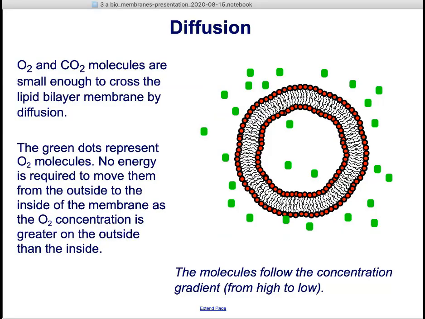O2 and CO2 molecules are small enough to cross the lipid bilayer membrane by diffusion. The green dots here and all around here and inside the membrane here represent O2 molecules. No energy is required to move them from the outside to the inside of the membrane, as the O2 concentration is greater here on the outside than it is on the inside. The molecules follow the concentration gradient from high to low. And so, because there's a higher concentration of O2 molecules here on the outside, some will diffuse to the inside of the membrane.